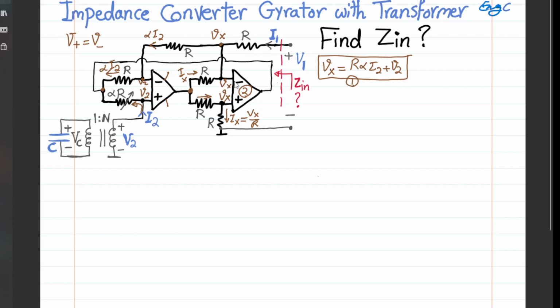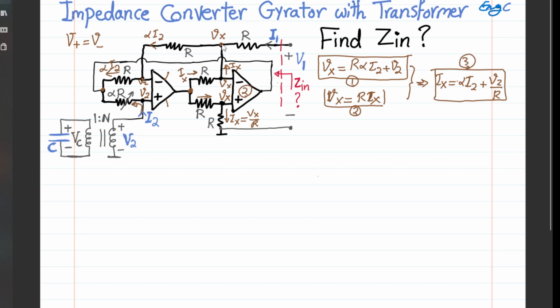And since this Ix cannot go through the input terminal of the ideal op-amp, it has to go up. So what goes up is Ix. And we know Ix is Vx over R. So I'm going to write this: Ix is Vx over R, or let's say Vx is simply R times Ix. This is equation 2. Now let's combine these two equations. If we combine, we can see that R Ix equals alpha R I2 plus V2, and as a result we get Ix equal to alpha I2 plus V2 over R. So this is equation number 3.